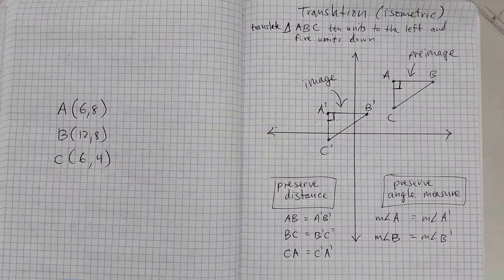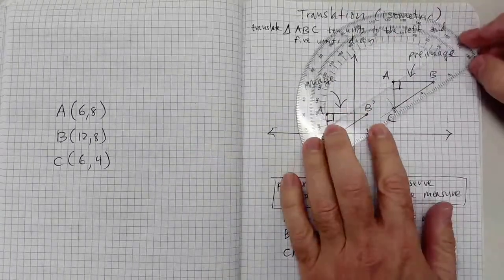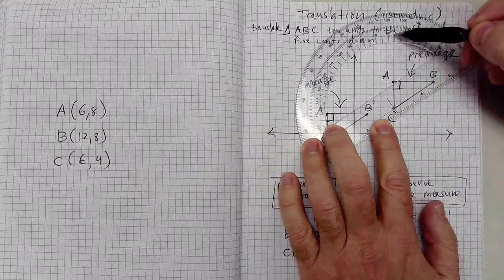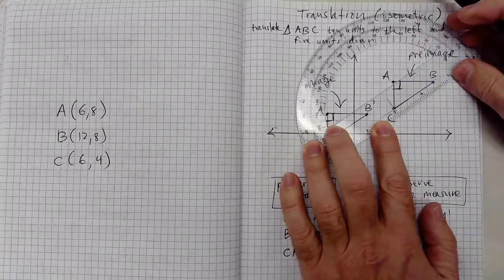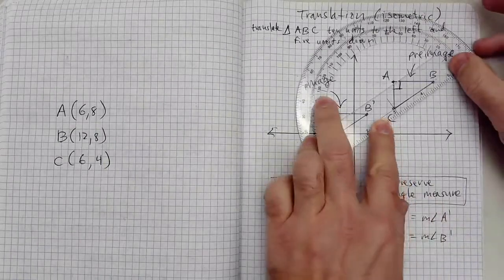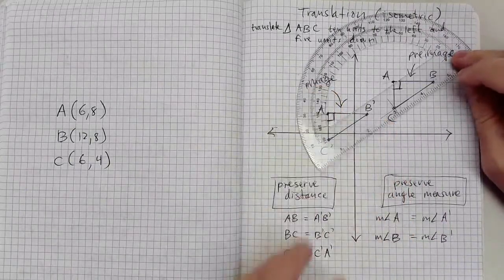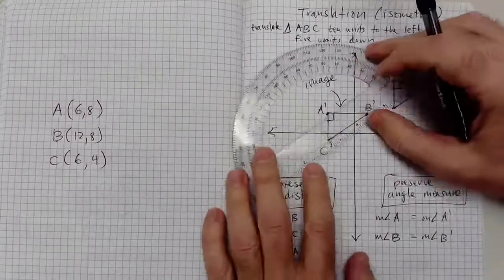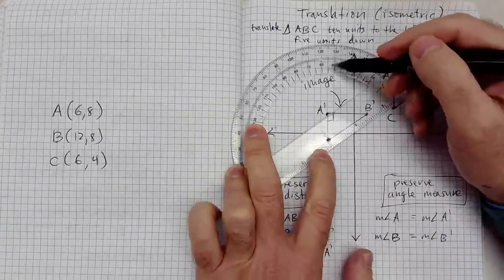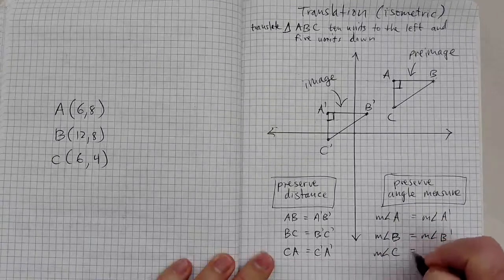Okay, and finally, let's do the same thing with angle C. So angle C, if I follow this up, appears to be 60, wait, that's not right. Appears to be 55 degrees. That makes sense. Okay, and then I'm going to check C prime, and I get about 55 degrees again. So I'm going to go ahead and say I think the measurement of angle C equals the measurement of angle C prime.